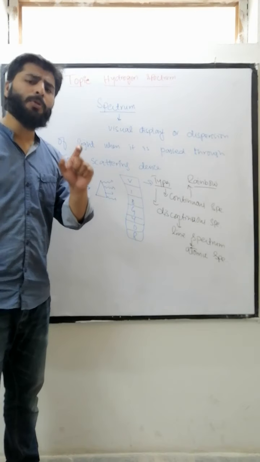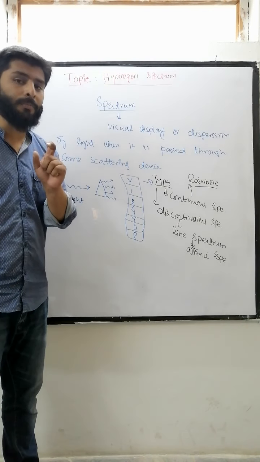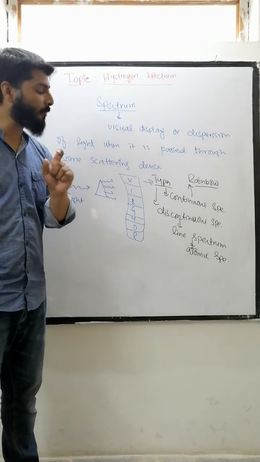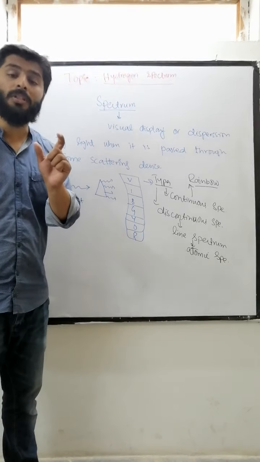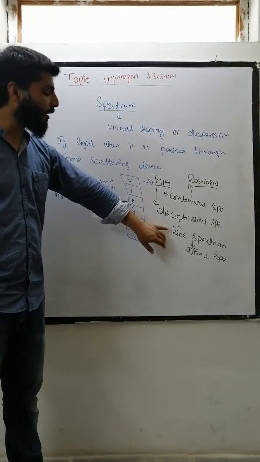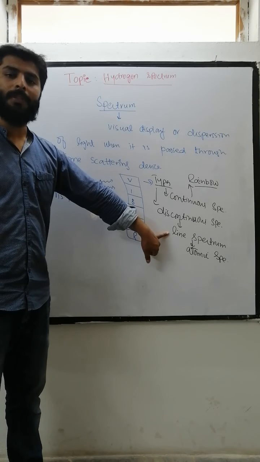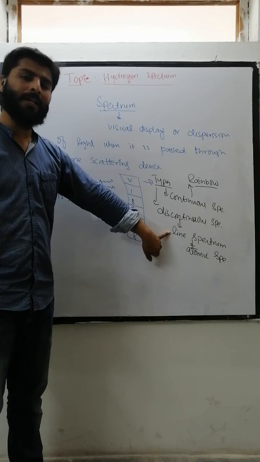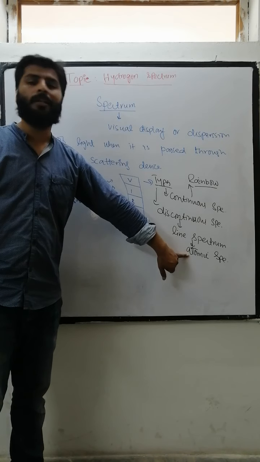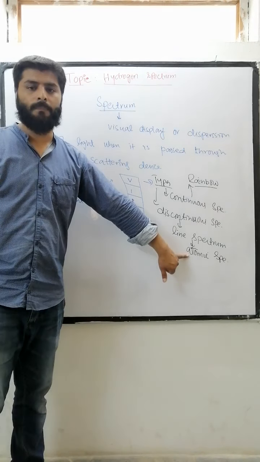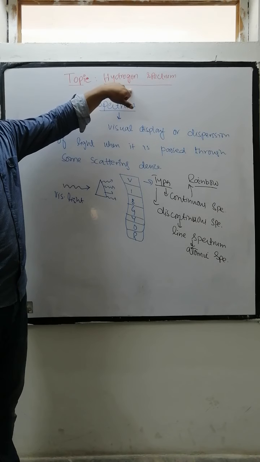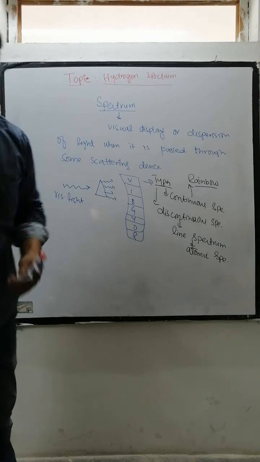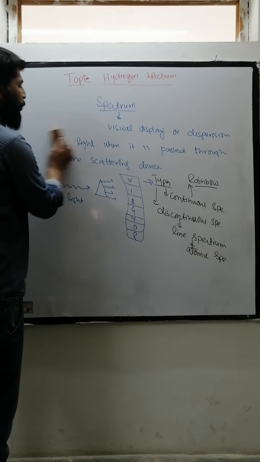The spectrum observed by different atoms according to Bohr's atomic model is a line spectrum. That's why line spectrum is also known as atomic spectrum. So in atomic spectrum, we will discuss the hydrogen spectrum. Students, what is hydrogen spectrum?